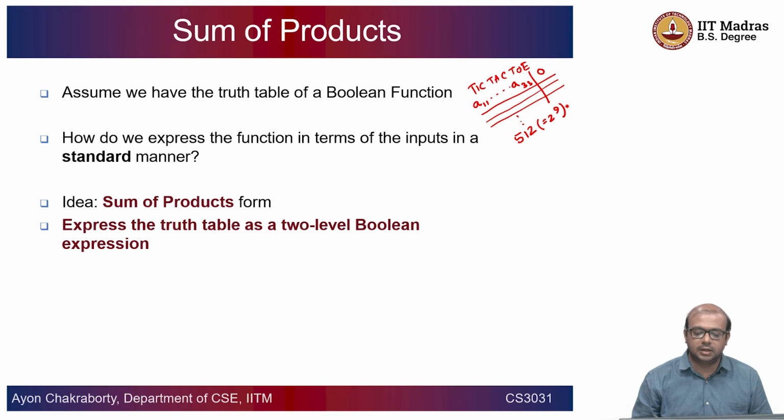Okay, so there are other ways. One of them is called the sum of products. We express the truth table as a two-level Boolean expression.